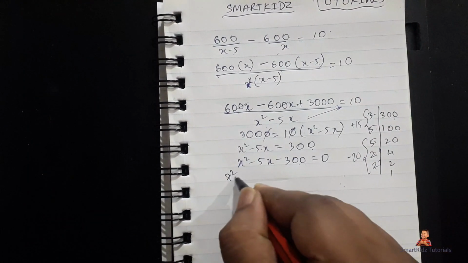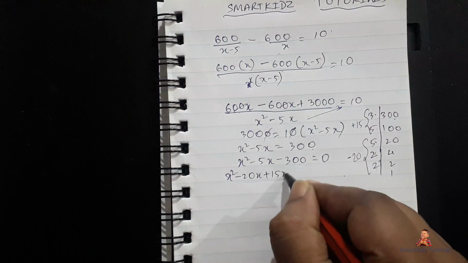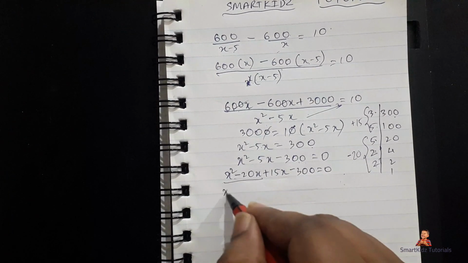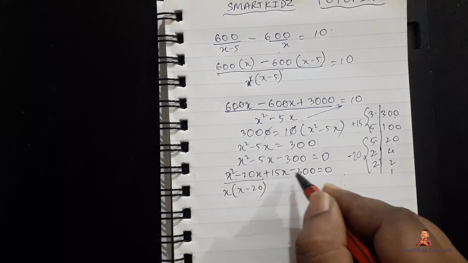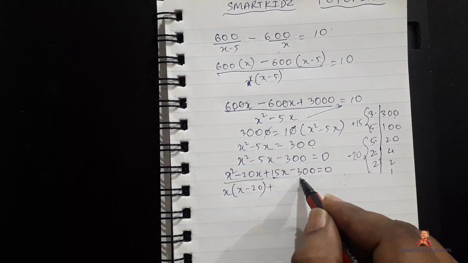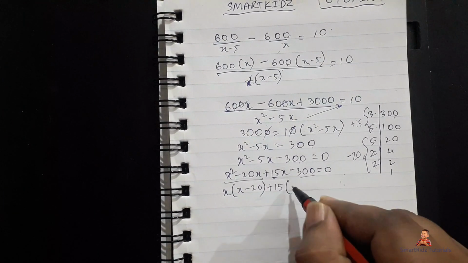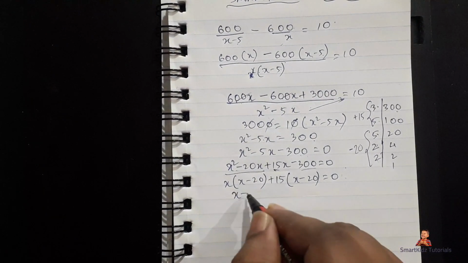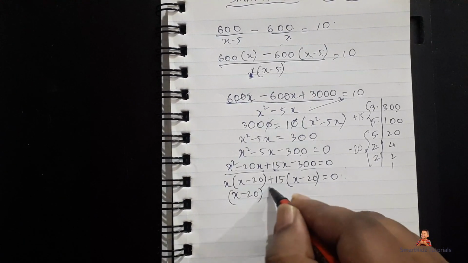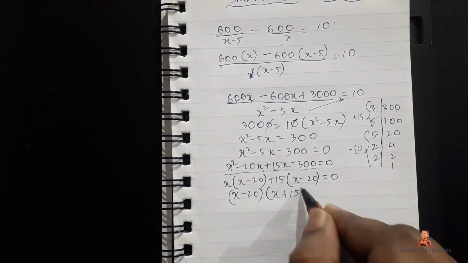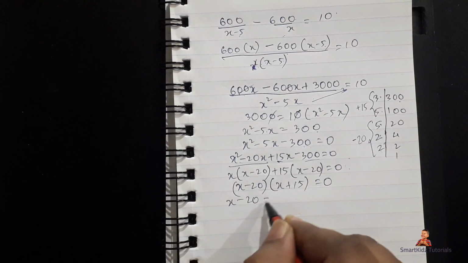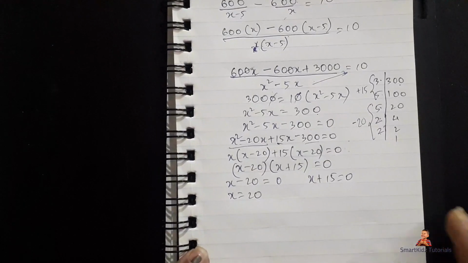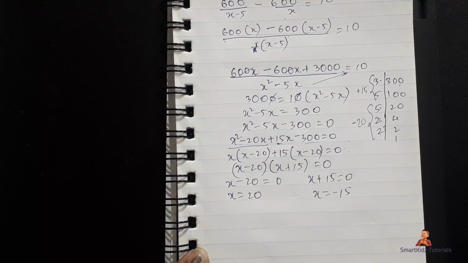So x square minus 20x plus 15x minus 300 equal to 0. We take x common, x minus 20 remains. Over here we take 15 common, so if we take 15 common, we are left with x minus 20 once again. x minus 20 is common to both, so we take x minus 20 into what is remaining, x plus 15 equal to 0. So x minus 20 equal to 0, and x plus 15 equal to 0. We get x equal to 20 and x equal to minus 15.